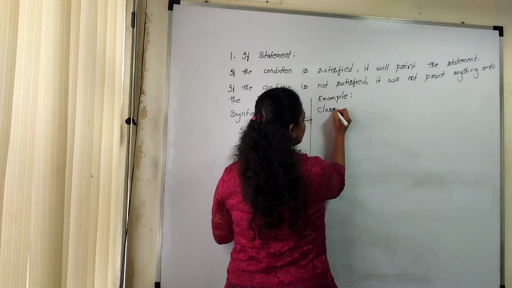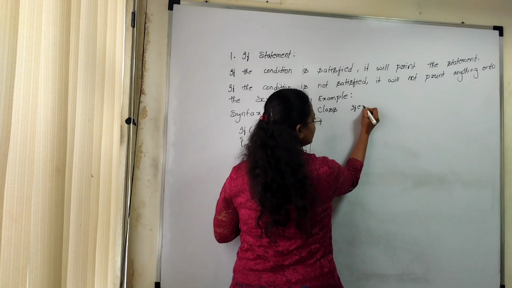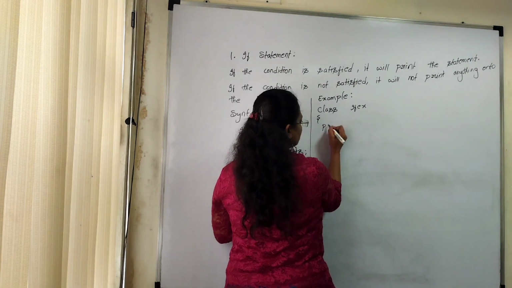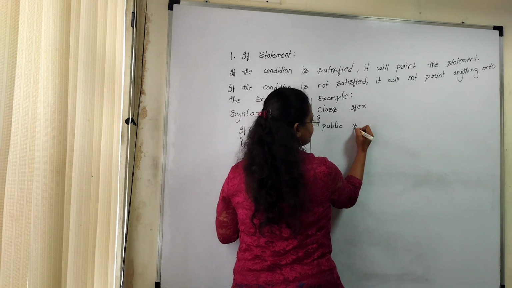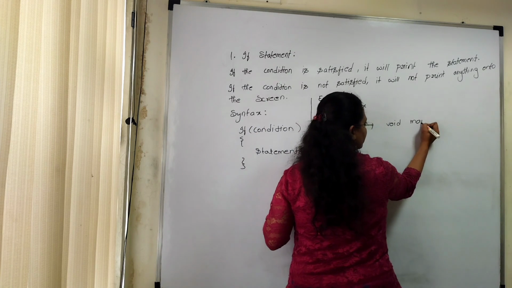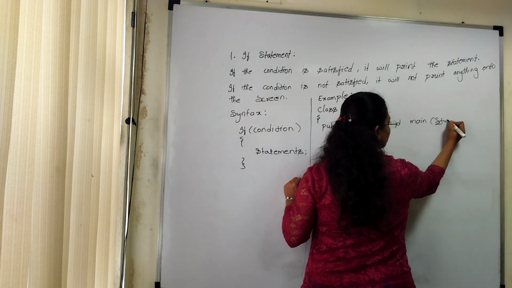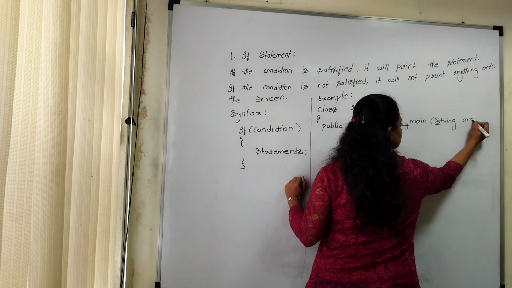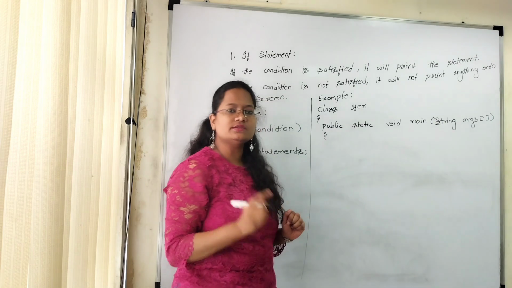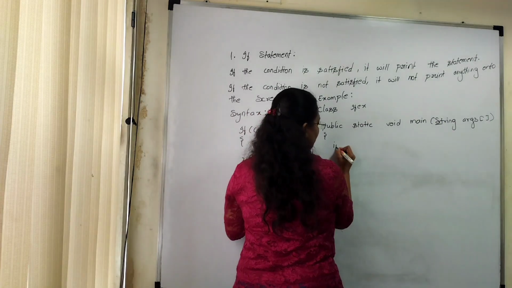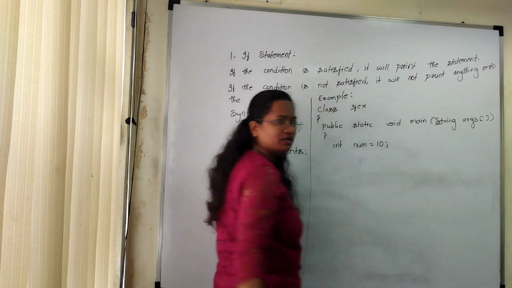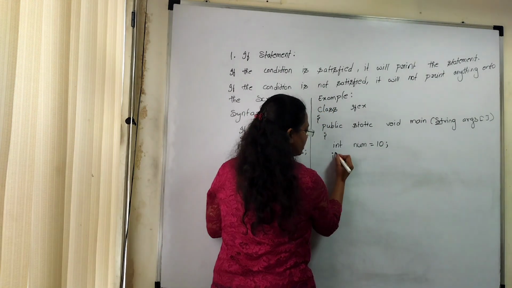First of all, you need to write class IfExample. You can write any class name here, and you need to write the main method: public static void main of String args. First of all, you need to initialize some value to the variable, so I am taking int num is equal to, suppose, 10. Now I need to write the if condition.